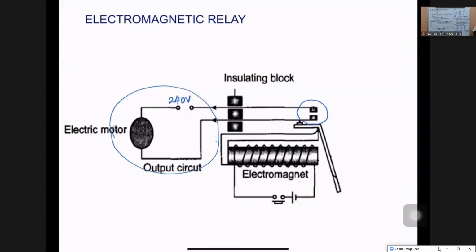So we cannot directly connect with the secondary circuit. This secondary circuit uses high voltage. And if you want to activate this secondary circuit separately, you use a small current. That means you are using an electromagnet.